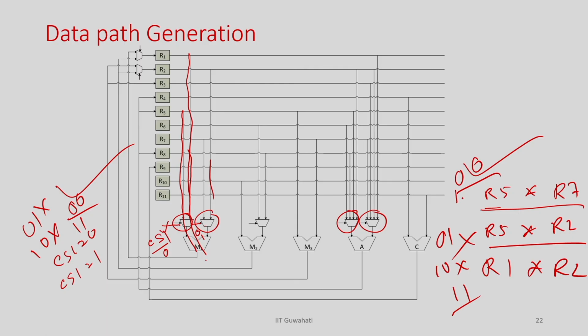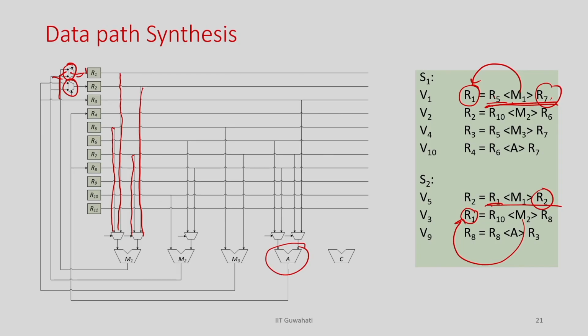That means I need something to monitor or control the operation to be executed in the data path, because this data path can do many operations, but all of them may not be relevant or correct for my purpose, and so I need a controller. That will determine the operation to be executed in that particular clock, and that operation is already given to us in the behavior.